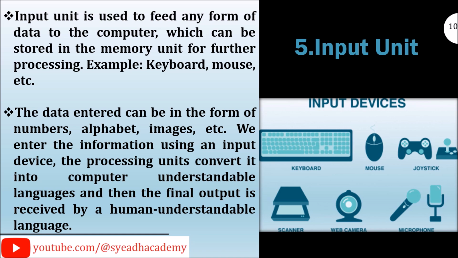The fifth component of computer is input unit. Input unit is used to feed any form of data to the computer, which can be stored in the memory unit for further processing. Example, keyboard, mouse. The data entered can be in the form of numbers, alphabet, images, etc. We enter the information using an input device, the processing units convert it into computer-understandable languages, and then the final output is received in a human-understandable language.